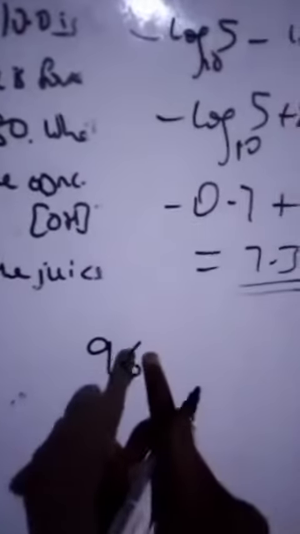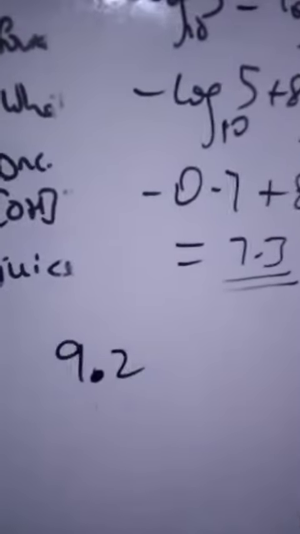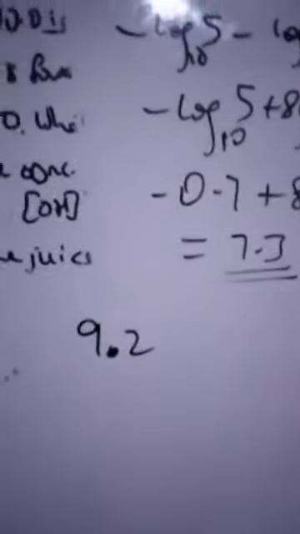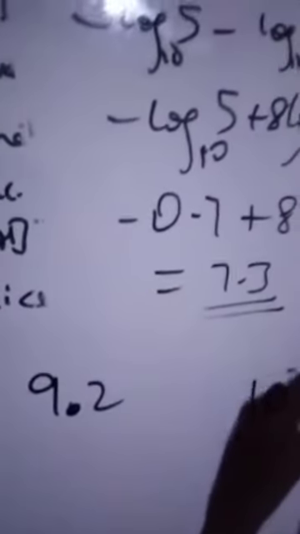Yes, let's pick 9.2. What will be your answer? What's the next number? 10. So that's 10 to the power minus 10. 10 minus 9.2 is what? 0.8. Which one will give you 0.8? That's log 7. This is your final answer. So you don't need to solve at all.